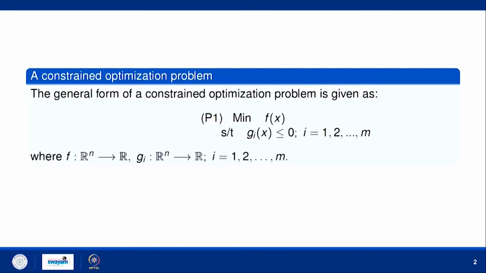Now, what happens if a constraint is added to an optimization problem? I mean, if it is a constrained optimization problem, what are the necessary or sufficient conditions for constrained optimization problems? Before going to the necessary or sufficient conditions, let us see some of the basic concepts of constrained optimization. So, first of all, what is a constrained optimization problem?